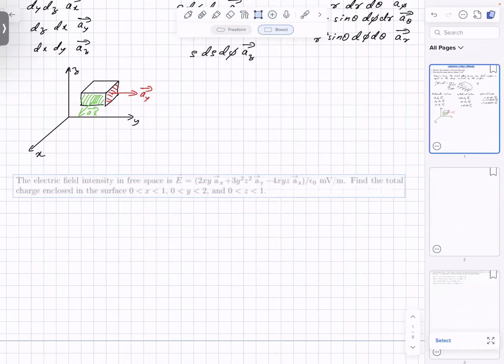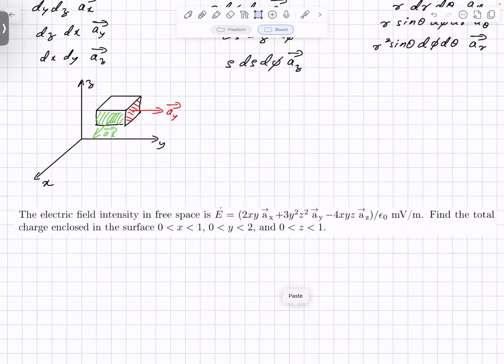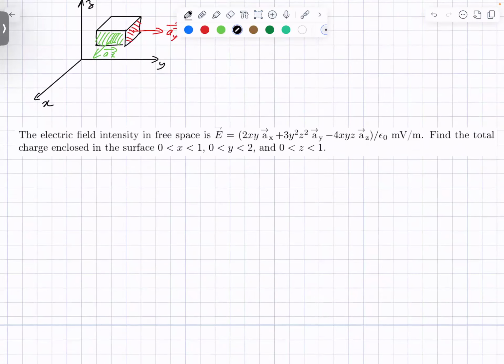Where we're going to utilize the formula that we just learned. That means the one we're going to utilize is the total flux. We represent flux with the Greek letter psi, and flux equals, passing through any surface, D dot dS.